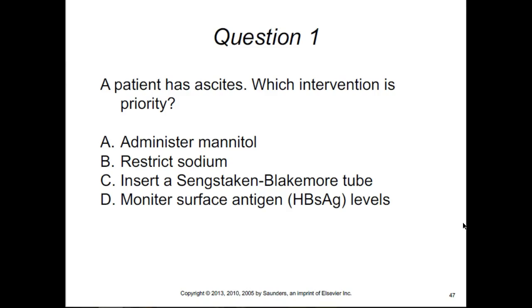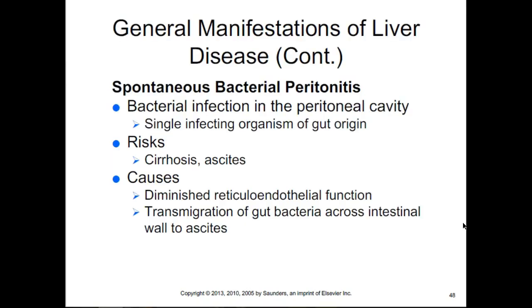So let's find out what usually they want from the surface antigen levels, which I have a feeling are going to be due to hepatitis. Okay, so spontaneous bacterial peritonitis, right?